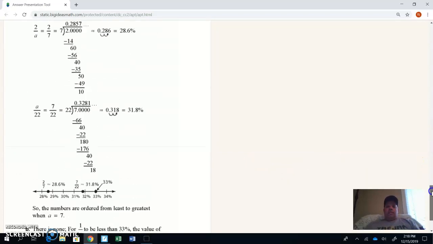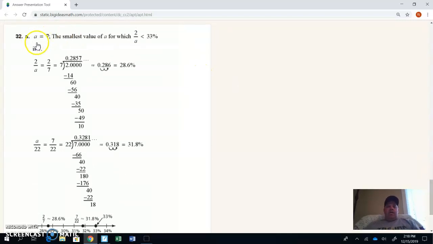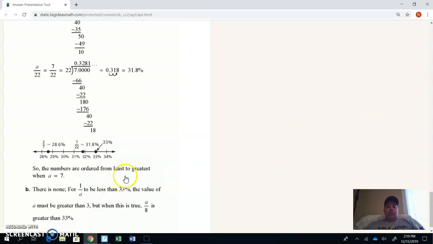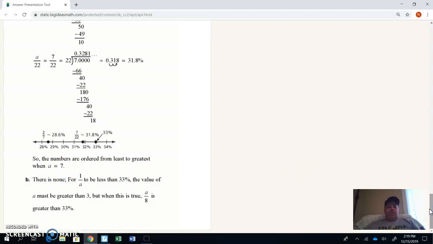And our last problem, you can see in A, the smallest value for A, which 2/A is less than 33%, is 7, because that gives us that. When we go to 7/22, that is this. So you can see the numbers ordered from least to greatest when A is 7. And in B, there is no answer. For 1/A to be less than 33%, the value of A must be greater than 3, but when this is true, A/3 is greater than 33%, or 37.5%.